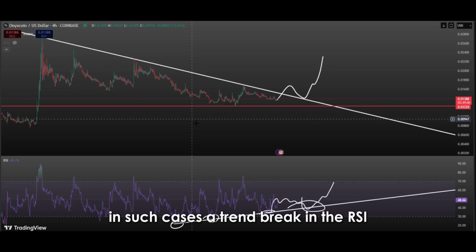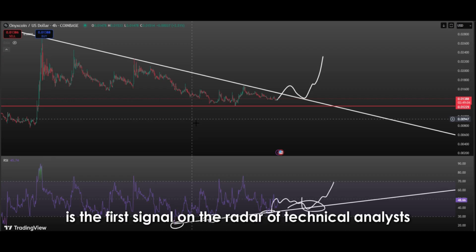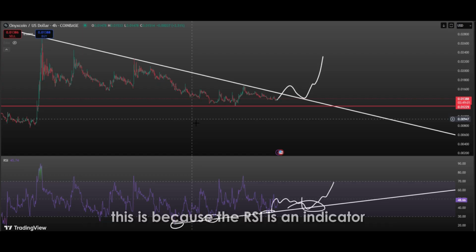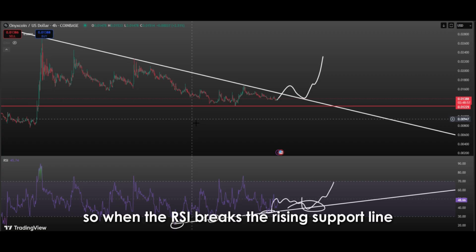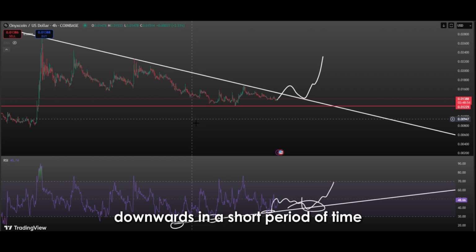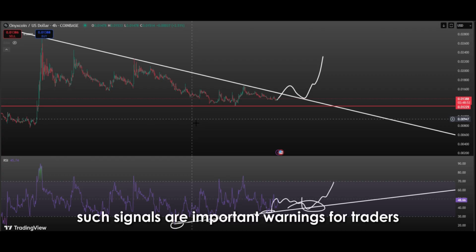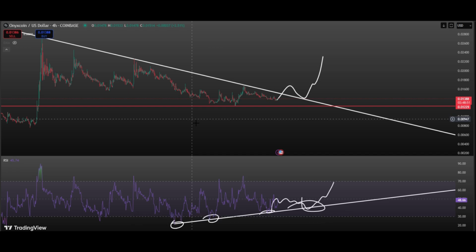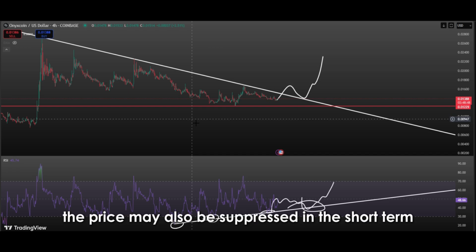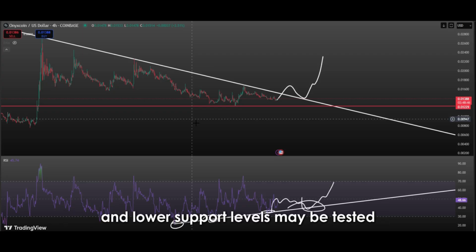In such cases, a trend break in the RSI is the first signal on the radar of technical analysts, even if there is no visible break on the price chart. This is because the RSI is an indicator that usually moves in front of the price, not behind it. So when the RSI breaks the rising support line, it could mean that the price will similarly react downwards in a short period of time. Such signals are important warnings for traders who prioritize risk management. With a break of the rising trend line on the RSI, the price may also be suppressed in the short term, and lower support levels may be tested. RSI should not break this trend.